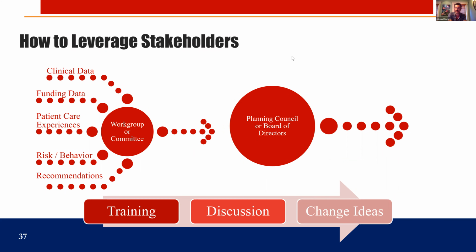And I'm going to take a minute or so to unpack it with you. Above on the left side, we can see all the different data sources that we have coming together for our decision-making, digestion, and conversation purposes. We have clinical data, we have funding data, we have patient care experiences, risk and behavior data, recommendations that come in from the field. And when we think about this, these data sources come from all over the place.